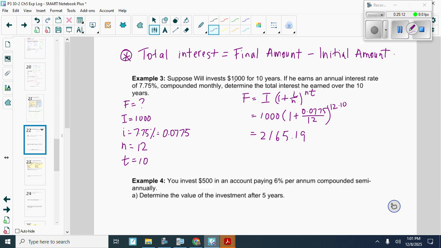Yes, he invested $1,000, but he didn't keep putting money in. He just did $1,000 and he left it for 10 years. So, okay, the total interest.